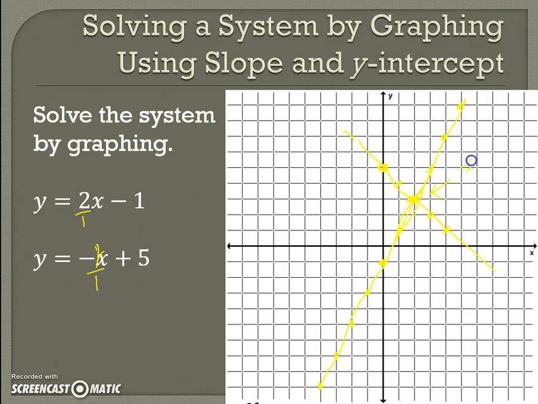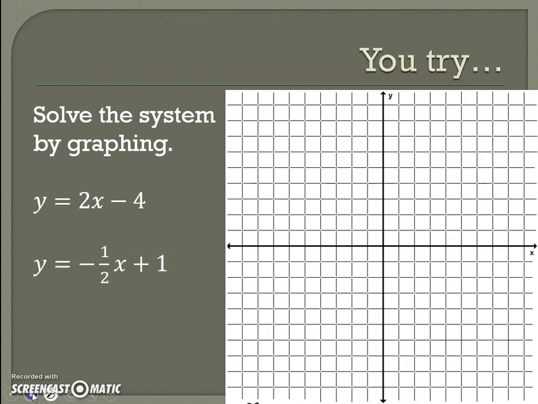All right, so I am interested in where they intersect, and then I need to identify what that ordered pair is. Well, it's right here, so it's an x of 2 and a y of 3. So by graphing, I could find the solution of a system by seeing where the two lines intersect. Here's one for you to try. Go ahead and pause and give that a go. The answer will be up in 3, 2, 1.